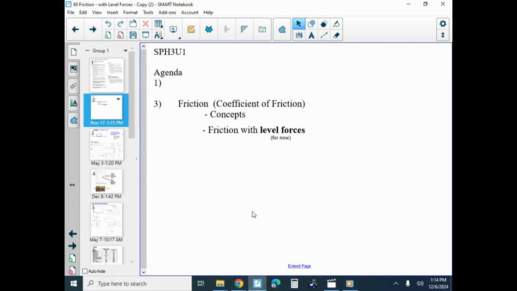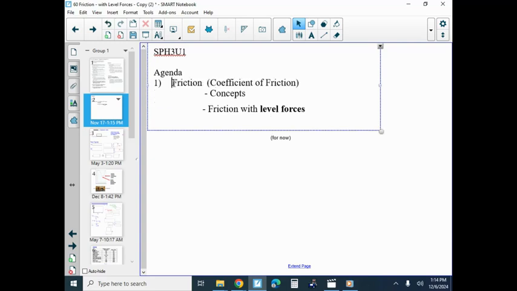Hey everyone. In this lesson, we're going to finally look at friction. So we're going to look at friction. We're not going to pretend it doesn't exist anymore. A lot of times, friction really is negligible, but clearly it's not all the time. So we're going to start to be able to deal with it.